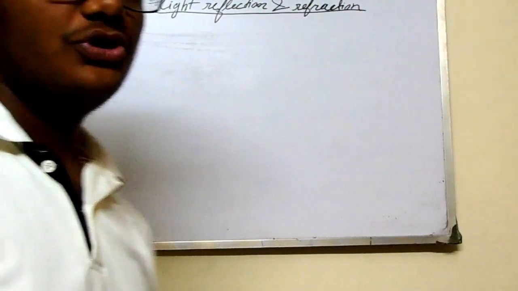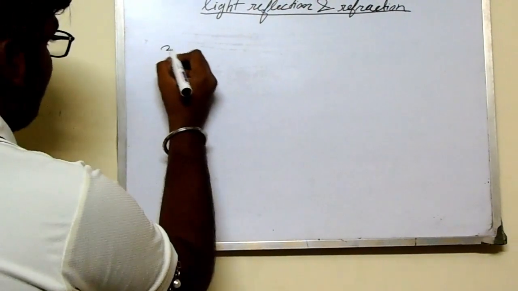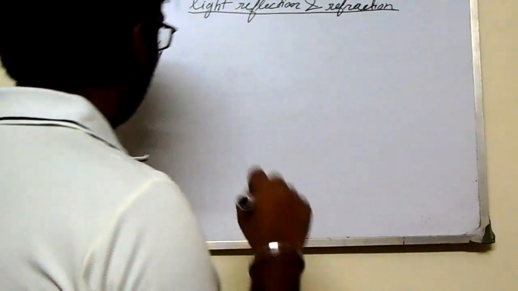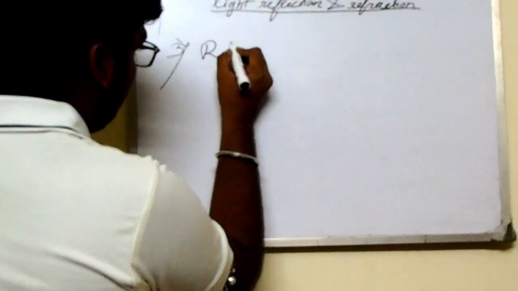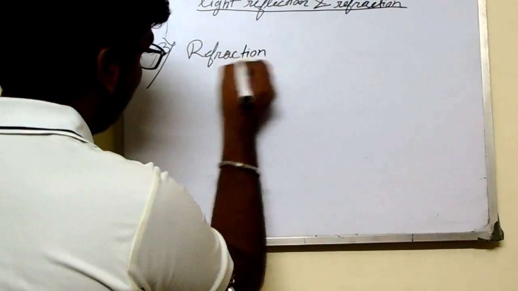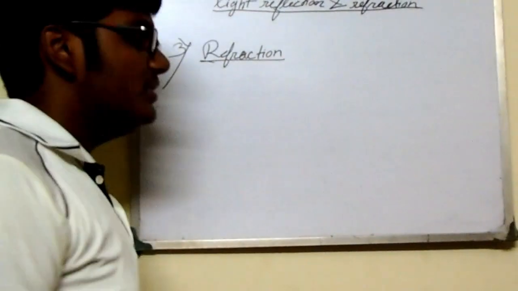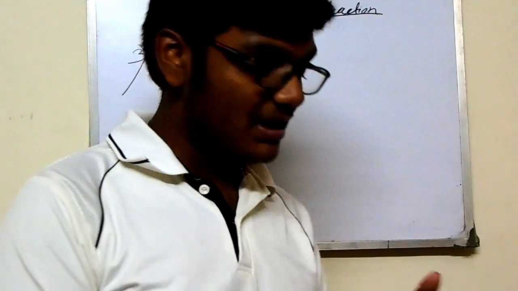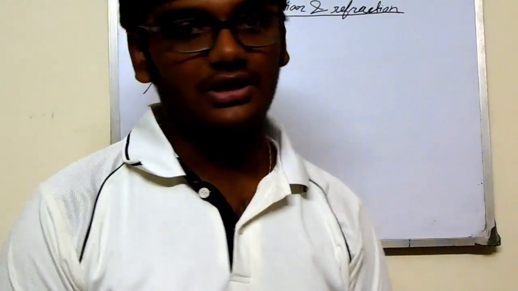Now the third portion is refraction. What is refraction? The bending of a ray of light when it changes its medium, when it passes from one medium to another medium.